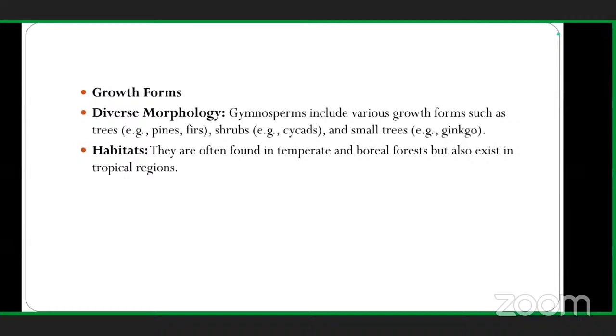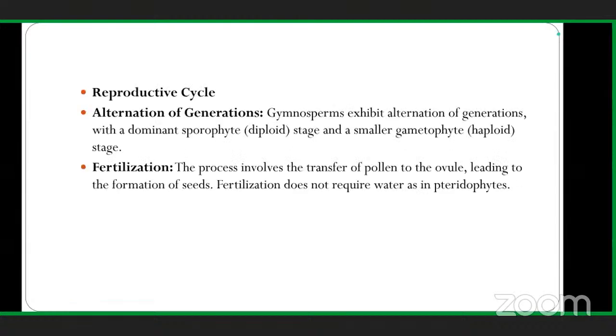Next is growth form. Basically you will find diverse morphology, such as trees, shrubs, and also small trees. Habitats are found in temperate and boreal forests, but they also exist in tropical regions. Another important point is the reproductive cycle. Alternation of generation is there. Gymnosperms exhibit alternation of generations with a dominant sporophyte, like pteridophytes. In gymnosperms also, the sporophytic generation, meaning the plant itself, is the dominant phase, which is the diploid stage, and a smaller part is there in the gametophyte haploid stage.